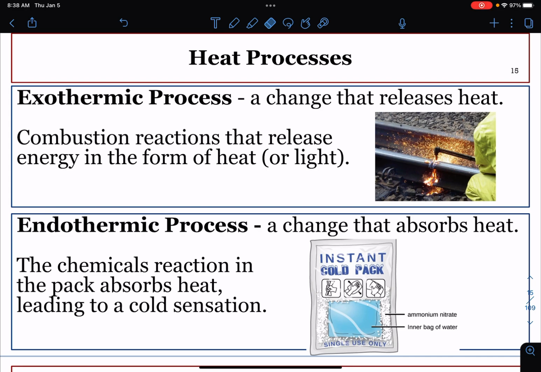An endothermic reaction is the complete opposite. Energy is absorbed during endothermic reactions. You can think of the heat as being on the reactant side of a chemical reaction, as heat or energy is required for these reactions to take place.